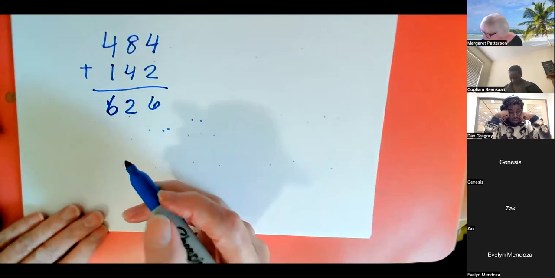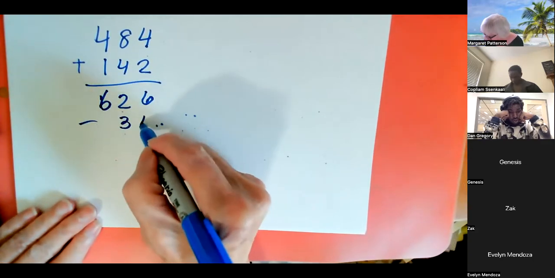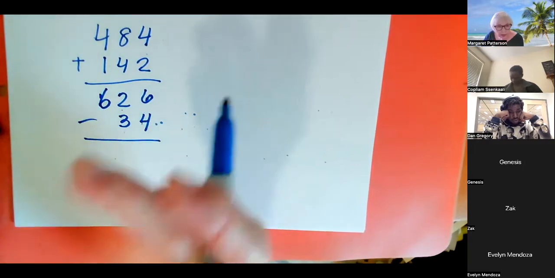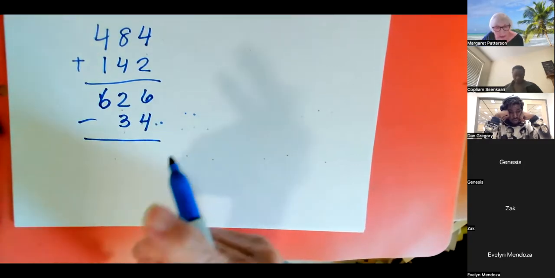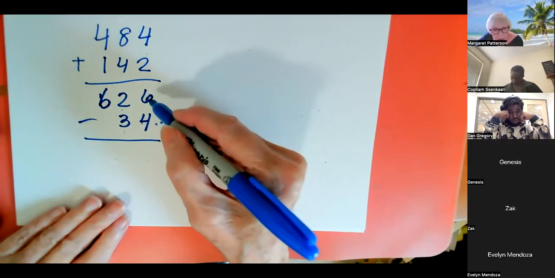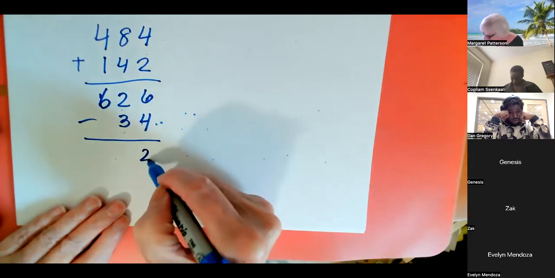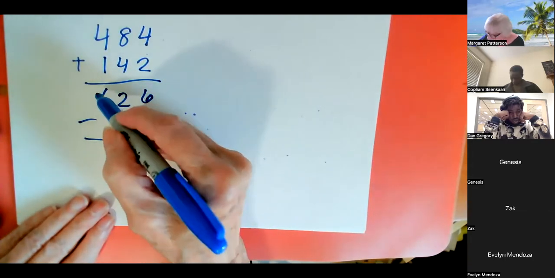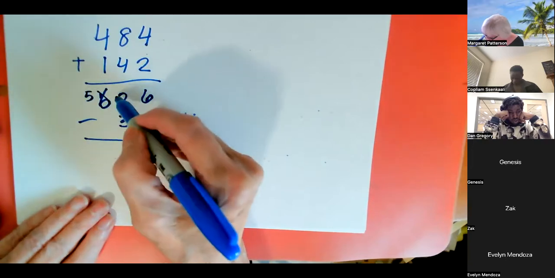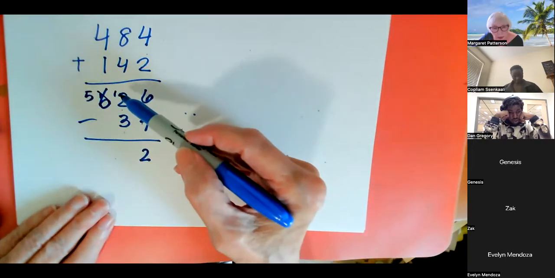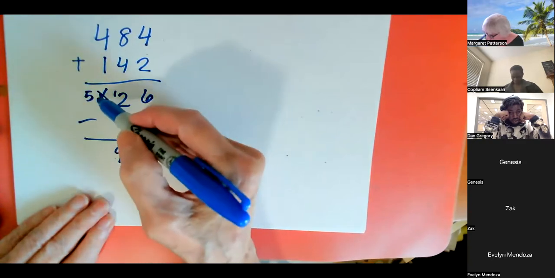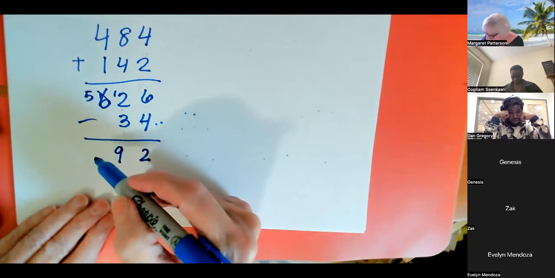But then I wrote a check for $34. So when you write a check, your bank account goes down. So we need to subtract. So 6 take away 4 is 2. And this, you can't go 3 from 2, so you borrow. And this is now 12. Take away 3 is 9. And then you'd borrowed 1, so this is 5.